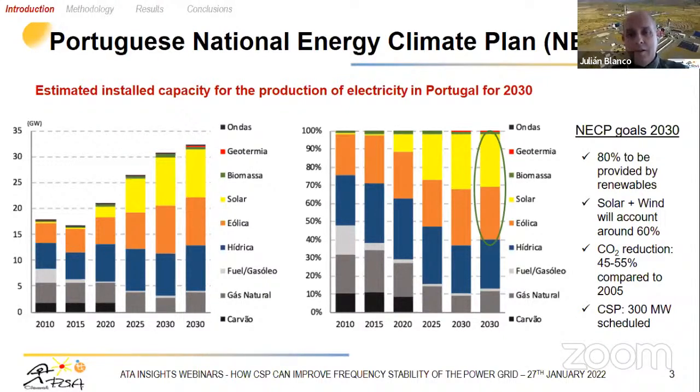Okay, I'm sorry. I said that this is the basic figure for the National Energy and Climate Plan of Portugal, submitted to the European Commission. And the goal for 2030 is to have 60% of the contribution from solar and PV, 80% total renewable input, and 55% CO2 emission reduction.